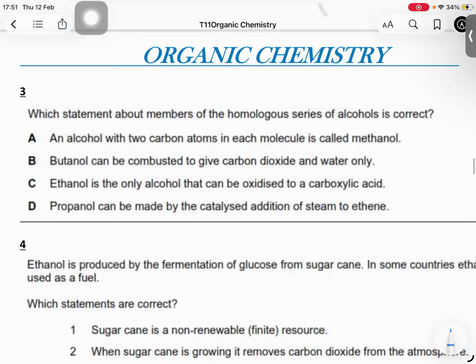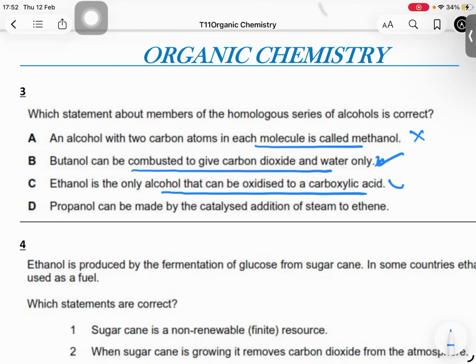Which statement about the members of the homologous series of alcohols is correct? Alcohol with 2 carbon atoms in each molecule is called methanol. No, it is called ethanol. Butanol can be combusted to give carbon dioxide and water only. Right or no? Ethanol is the only alcohol that can be oxidized to carboxylic acid. Propanol can be made by catalytic addition of ethene. Because propanol can be made by catalytic oxidation of propene, not ethene. Okay.